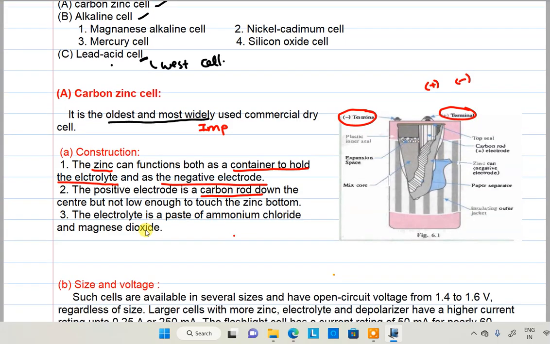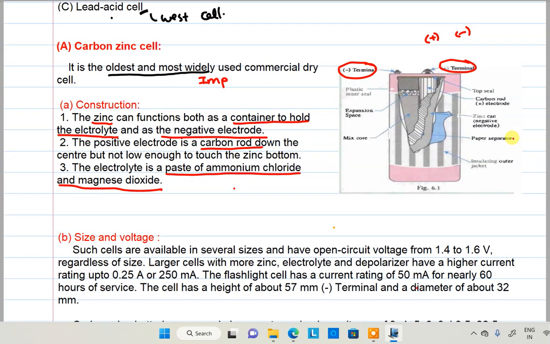Coming to the electrolyte, what is the electrolyte? The electrolyte is a paste of ammonium chloride and manganese dioxide. The electrolyte of the carbon zinc cell is ammonium chloride and manganese dioxide. All of you clear about the construction?